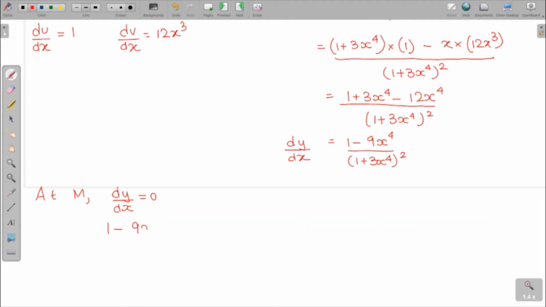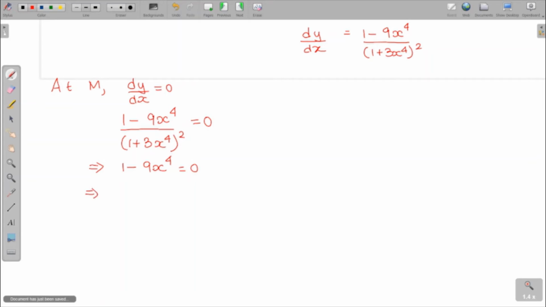So (1 minus 9x to the power 4) by (1 plus 3x to the power 4) whole square will be equal to 0. So if we take this to the right hand side and multiply it by 0, we're going to get 0. So next step will be 1 minus 9x to the power 4 is equal to 0. So next we can write, if we take 9x to the power 4 to one side, it will become 9x to the power 4 equals 1. So x will be equal to 4th root of 1 over 9.